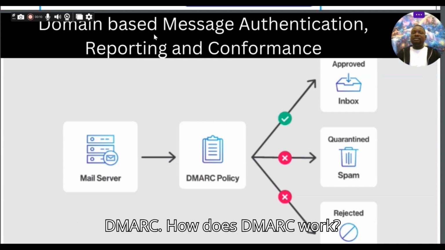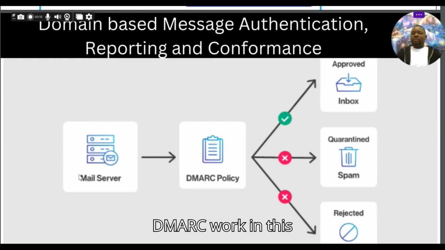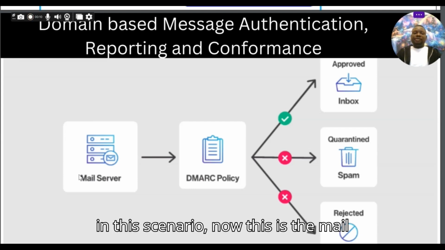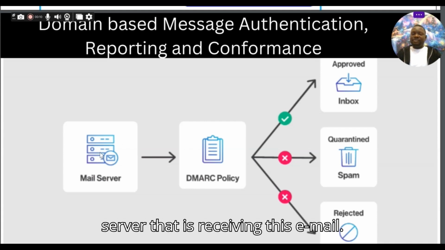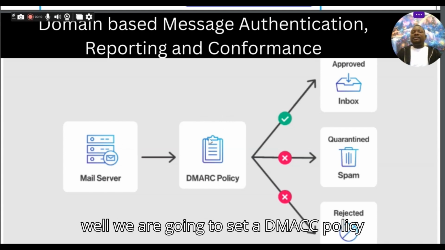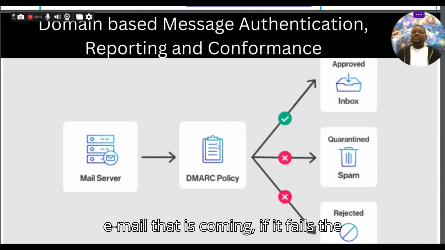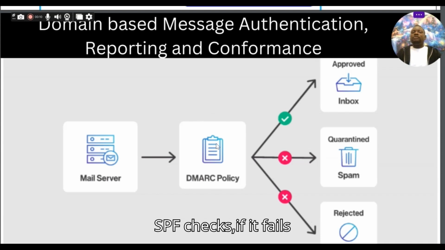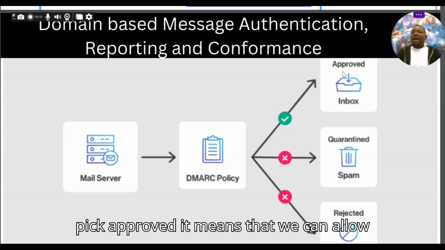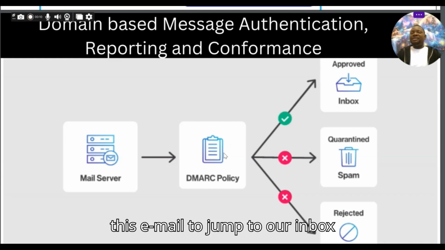Domain-based Message Authentication, Reporting, and Conformance, DMARC. How does DMARC work? DMARC works in this scenario. This is the mail server that is receiving this email, where we are going to set a DMARC policy that says, okay, if this email that is coming fails the SPF checks, or fails the DKIM checks, then if we pick approved, it means that we can allow this email to go to our inbox.